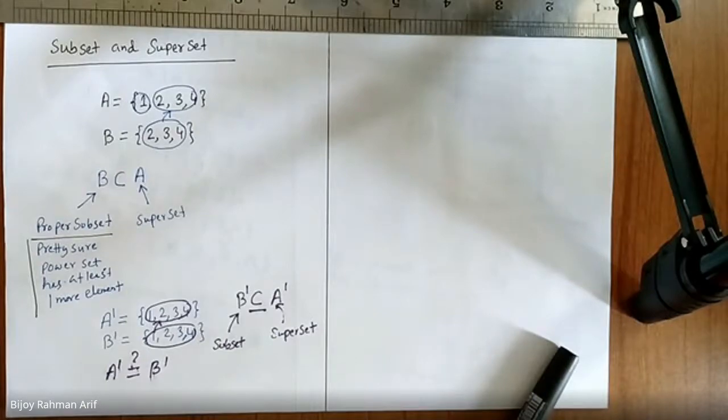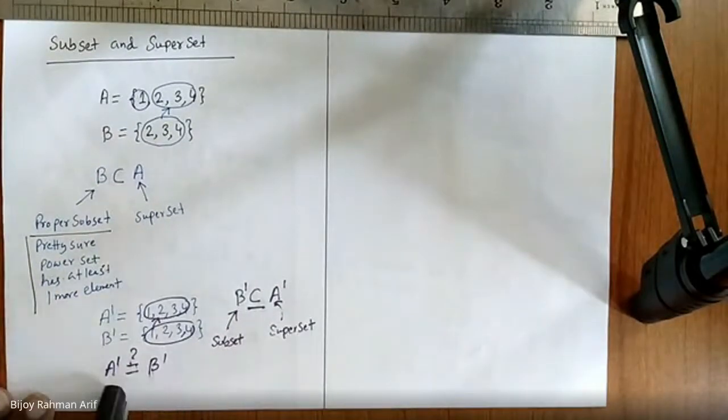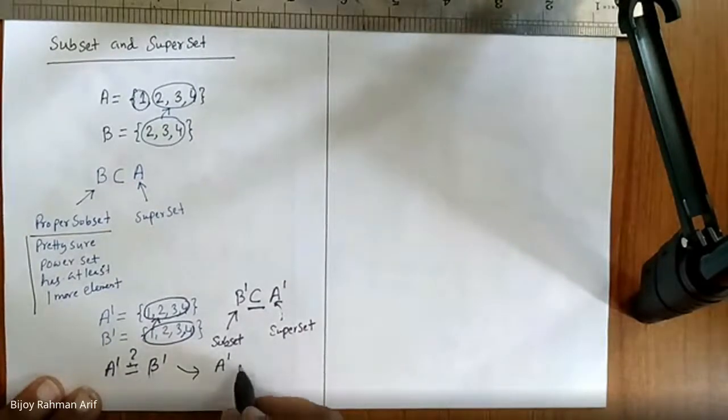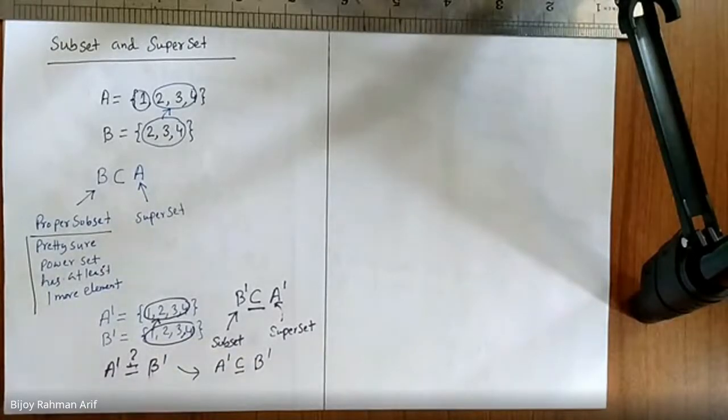Tell me, what is the question? Sir, since all the elements of A are there in B, isn't B a superset as well? Yes, it is true. In this case, when A dash and B dash are both equal, we can say A dash is also a subset of B dash, if we know they are equal. True.